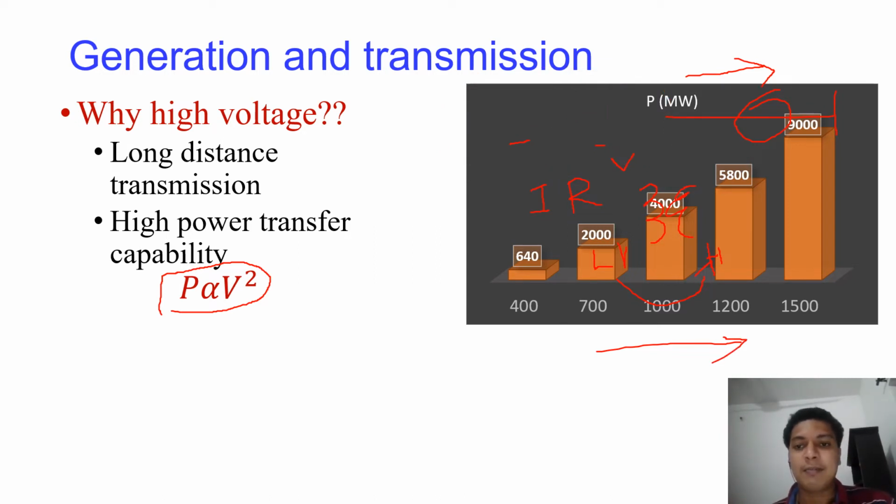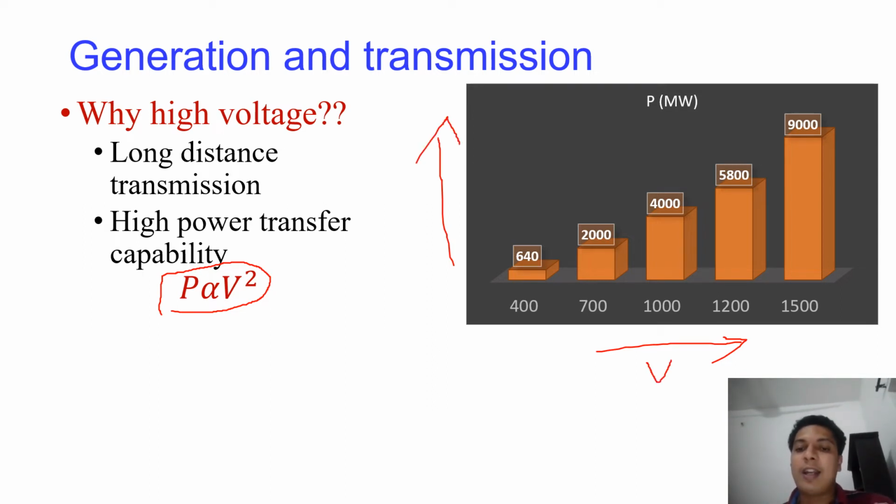This is the voltage, and on the y axis you have the power in megawatt. When you have a 400 kV system, your power transfer capability is 640 megawatt. When it is 700 kV, 2000 megawatt, then at 1000 kV, 4000 megawatt. So you can see that it is increasing exponentially with the voltage level.